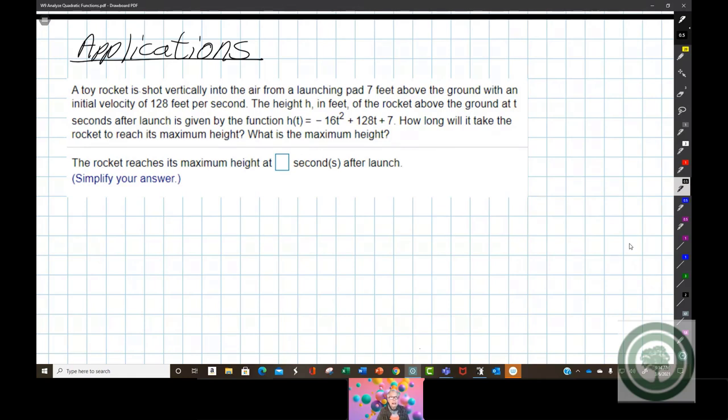A toy rocket is shot vertically into the air from a launching pad 7 feet above the ground, with an initial velocity, that means with a beginning velocity, of 128 feet per second. The height, h, in feet, of the rocket above the ground, t seconds after it's launched, is given by this formula. And I'm going to write it down right now, a little bit bigger.